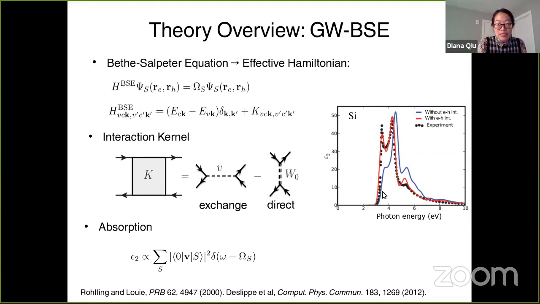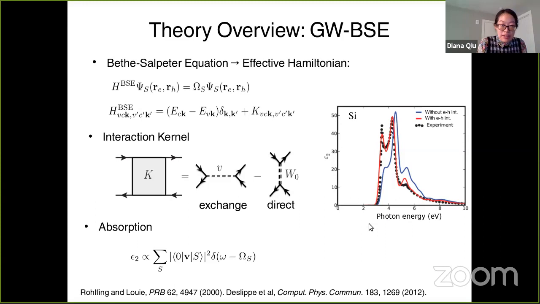Remember, the exciton binding energy is the difference between the excitation energy and the quasi-particle band gap. You can also determine it by looking at the difference between the onset of the interacting and non-interacting spectra, so between the onset of the red and blue lines. And from this, you can see in silicon, the exciton binding energy is actually quite small, only about 15 millielectron volts. But even this small exciton binding energy is enough to give you these very dramatic qualitative changes in the optical absorption spectrum.